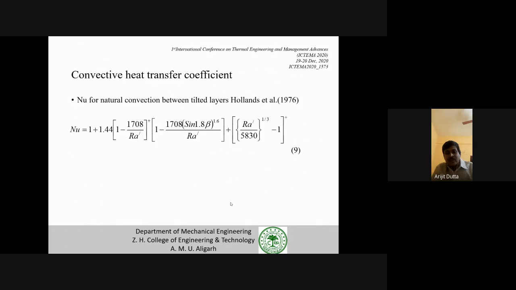So you are doing this because natural convection is a much more complex thing. So you are doing this research. That's very good, and that's impressive.